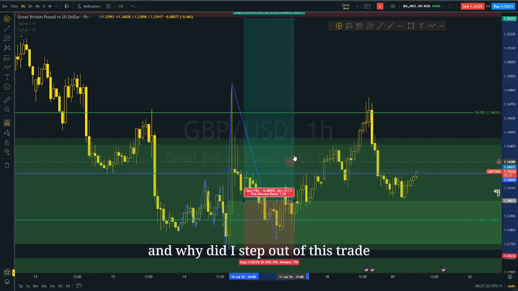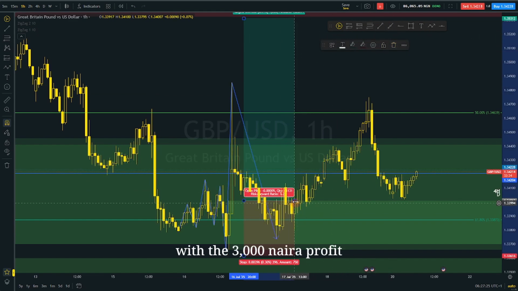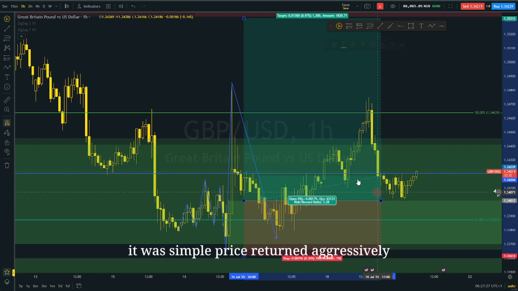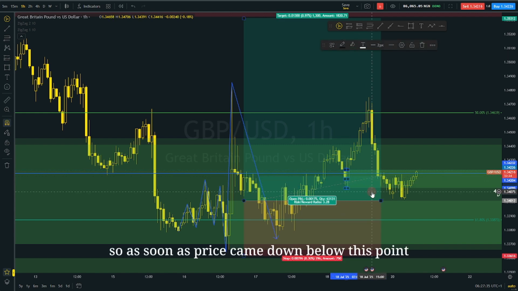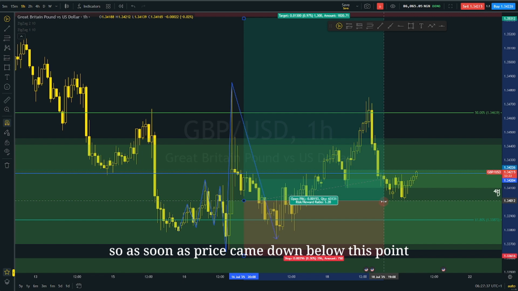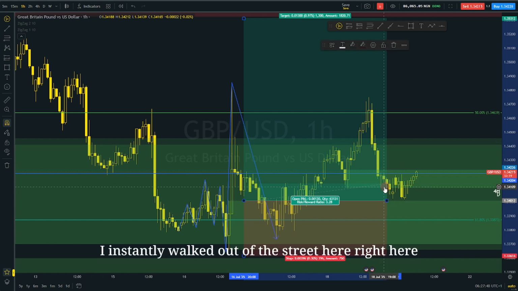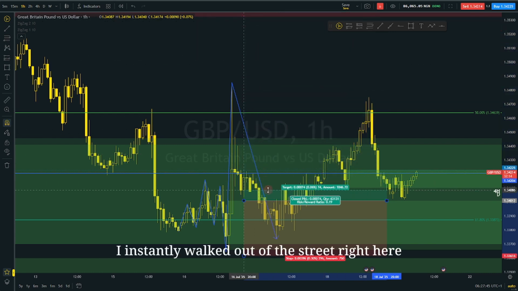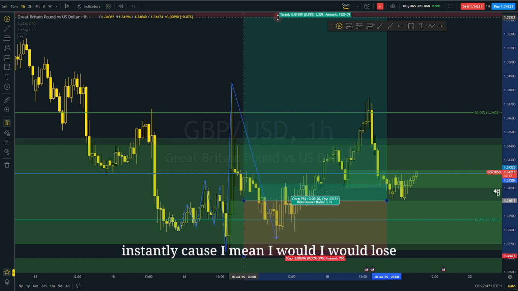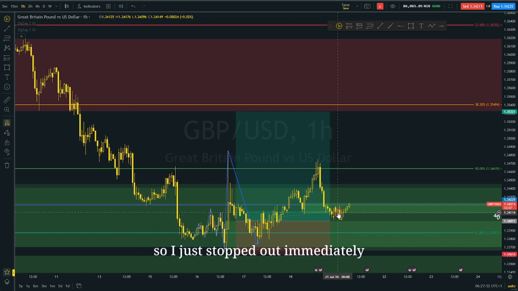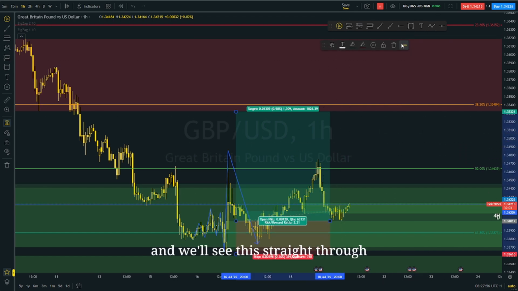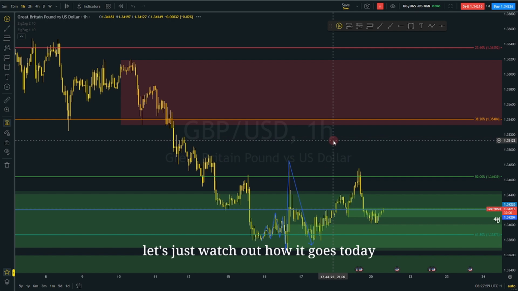And why did I step out of this trade with the 3,000 naira profit? It was simple. Price returned aggressively and went past the very last structure it had, which is this. So as soon as price came down below this point, I instantly walked out of this trade, right here, because I would lose. I'll stop at break even, so I just stopped out immediately. And we'll see this trade through. Let's just watch how it goes today.